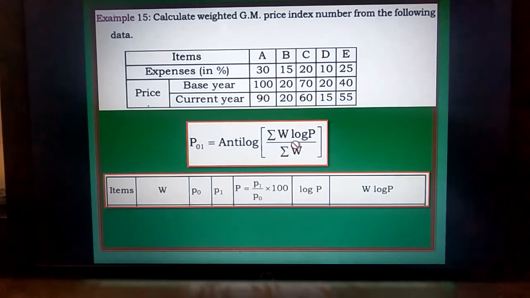After that, what will have to be done? After calculation of capital P, log P is to be calculated. So next column is log P calculation. And after that, we want W multiplied by log P. So that's why W multiplied by log P will be the next column. And in terms of denominator, sum of W needs to be substituted. W column is already there. By adding all the values of W, we will be getting sum of W. So very simple task.